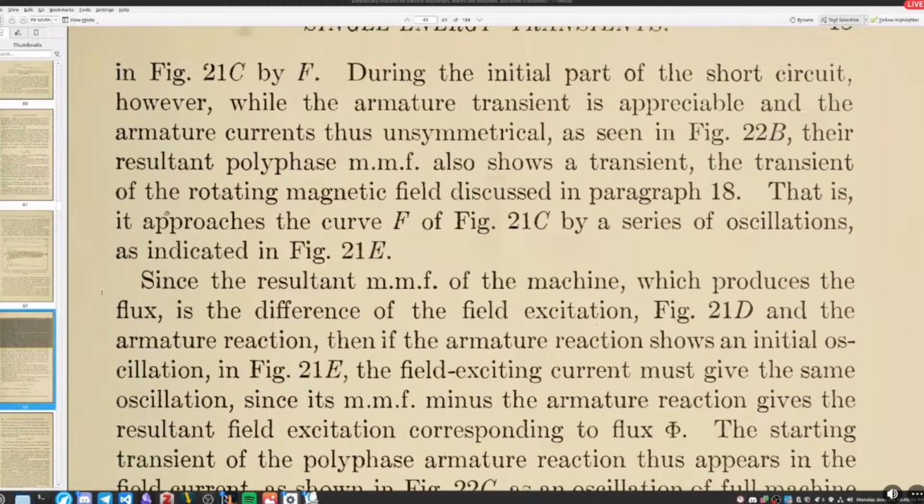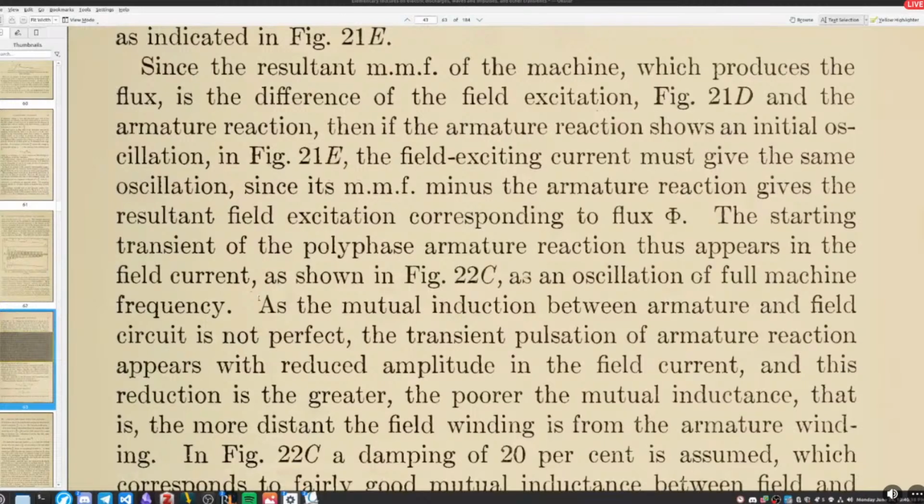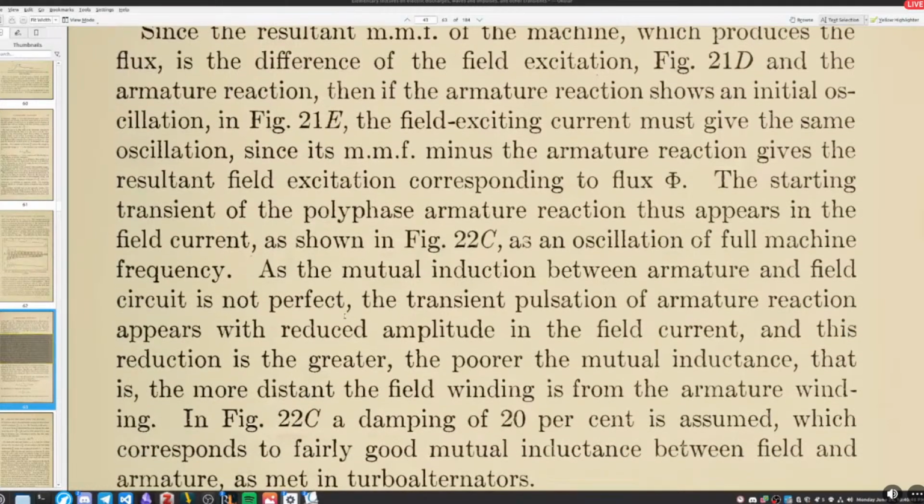Since the resultant m.m.f. of the machine, which produces the flux, is the difference of the field excitation, figure 21d, and the armature reaction, then if the armature reaction shows an initial oscillation in figure 21e, the field exciting current must show the same oscillation. Since its m.m.f. minus the armature reaction gives the resultant field excitation corresponding to the flux phi, the starting transient of the polyphase armature reaction thus appears in the field current, as shown in figure 22c, as an oscillation of the full machine frequency.